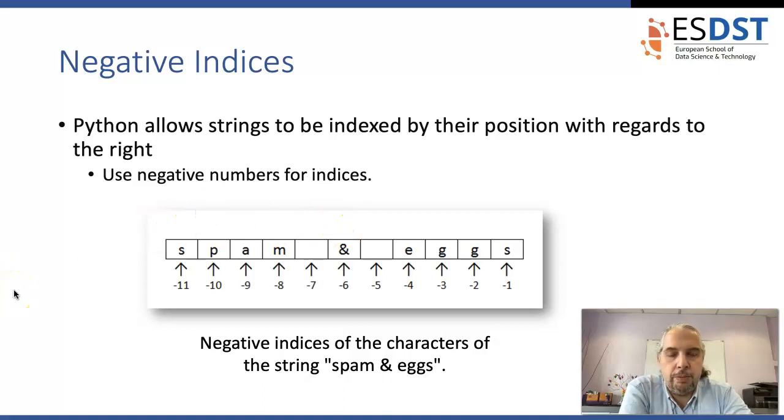Python also allows strings to be indexed by the position in regards to the right. The first character is character 0, the last character is whatever it is, the length of the string. But if I want to start from the last, I can start from -1. -1 will give me the last character irrespective of the length of the string. -2 is 1 before the last, -3 is 2 before the last, and so on and so forth. So I can have negative indices as they appear here. So for the same thing, this is -1, -2, -3, -4.